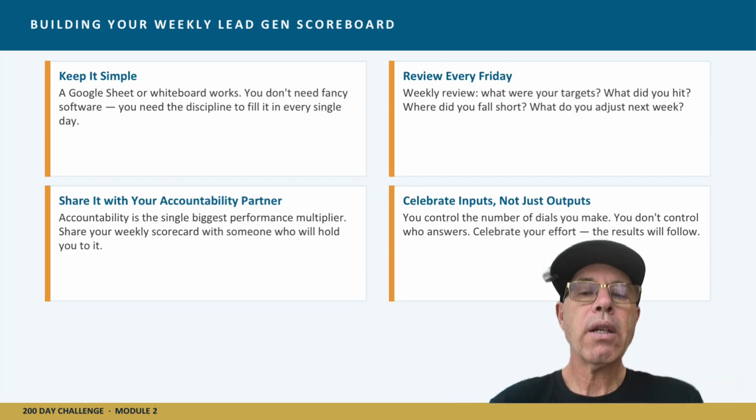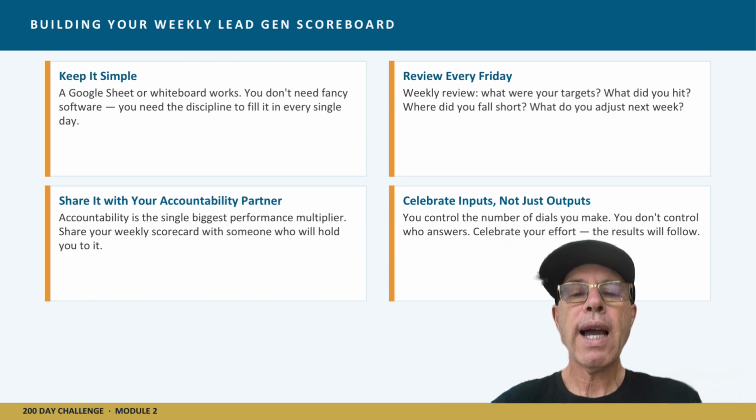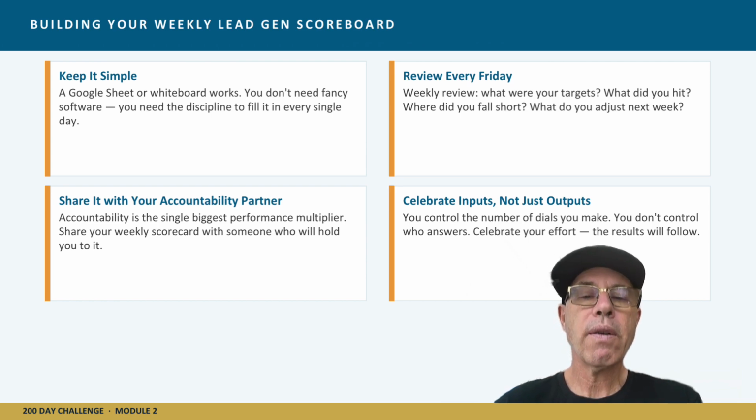So, building your weekly lead gen scoreboard, 4 principles for a tracking system that actually works. Principle number 1 is keep it simple. A Google Sheet, a whiteboard, a notebook. It doesn't matter. What matters is that you fill it in every single day. The best tracking system is the one you're actually using.